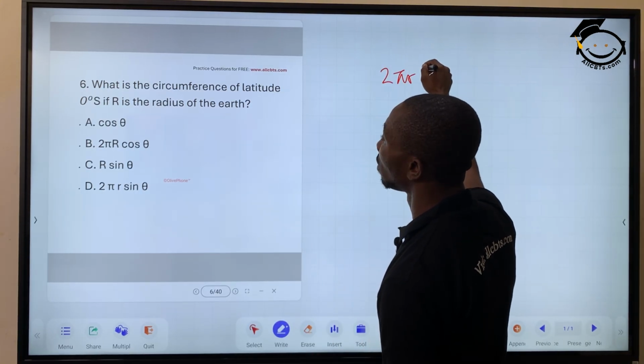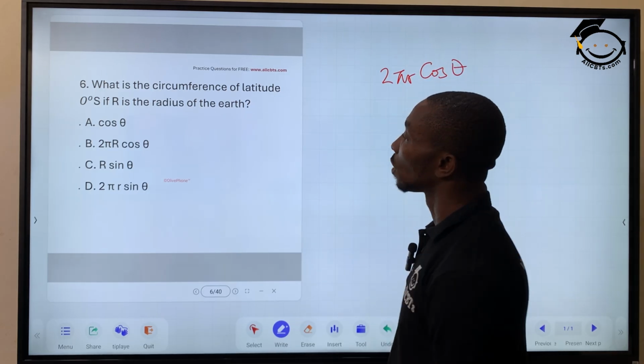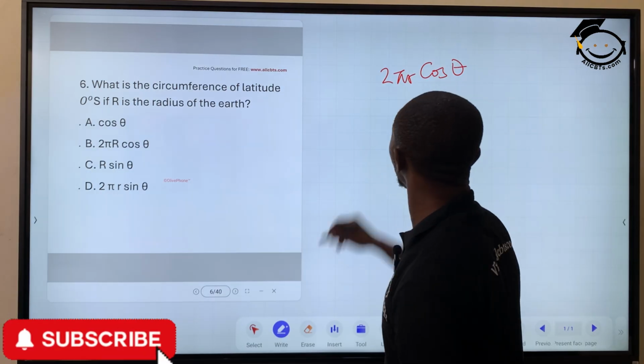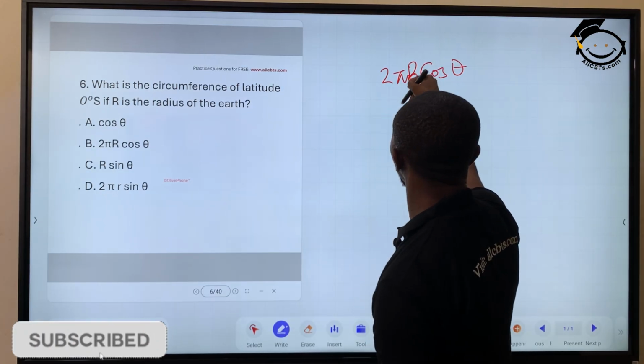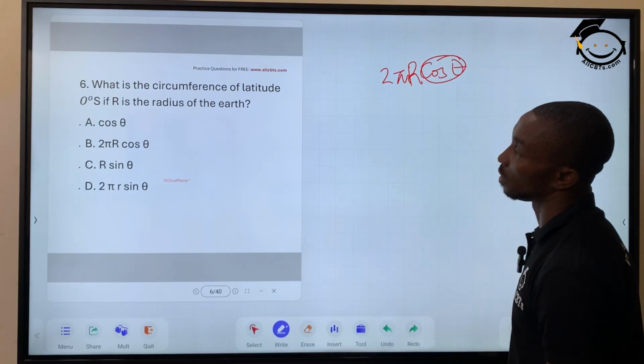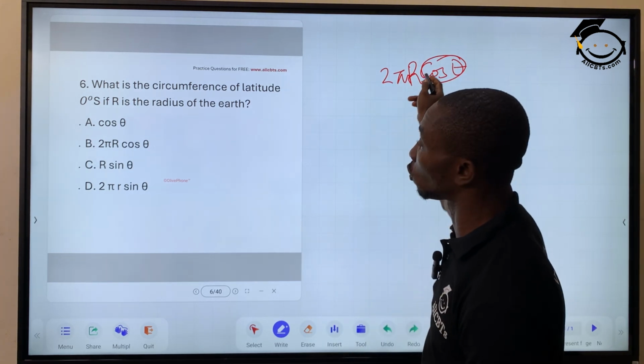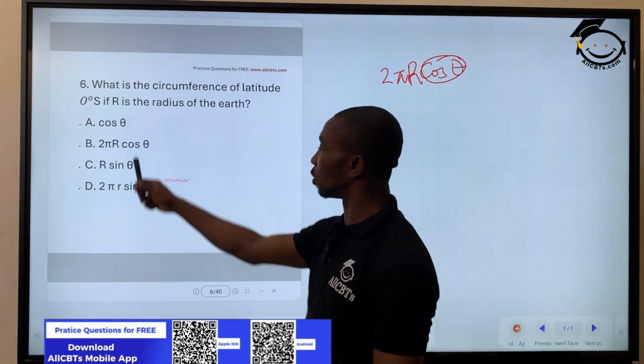So the correct option for the circumference will be 2 pi r cos theta, okay? 2 pi r, where R is the radius of the earth, cos theta. So since your theta is already 0, cos 0 becomes 1, so that will be 2 pi r, which is the option B.